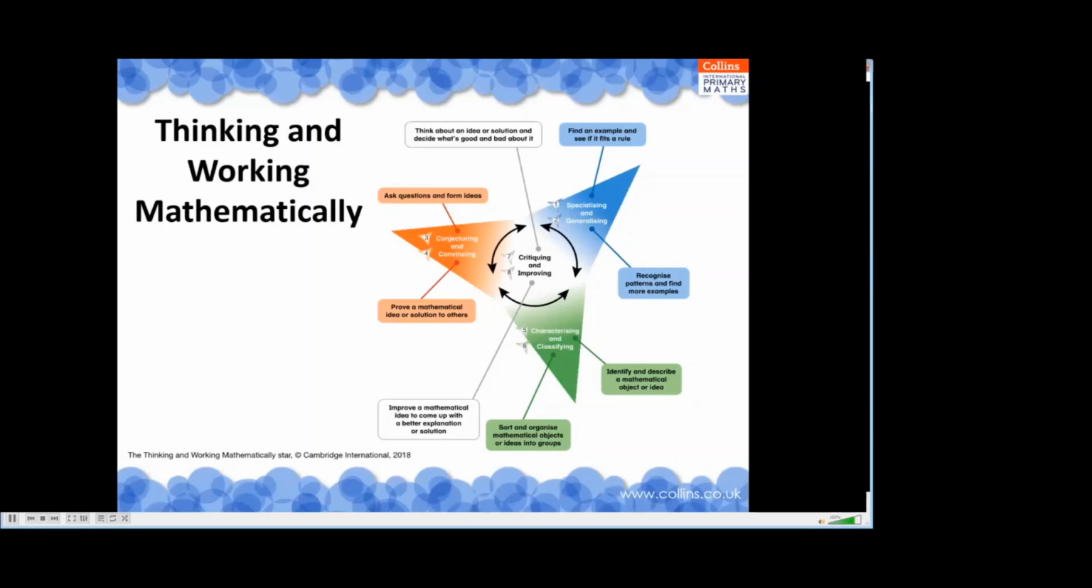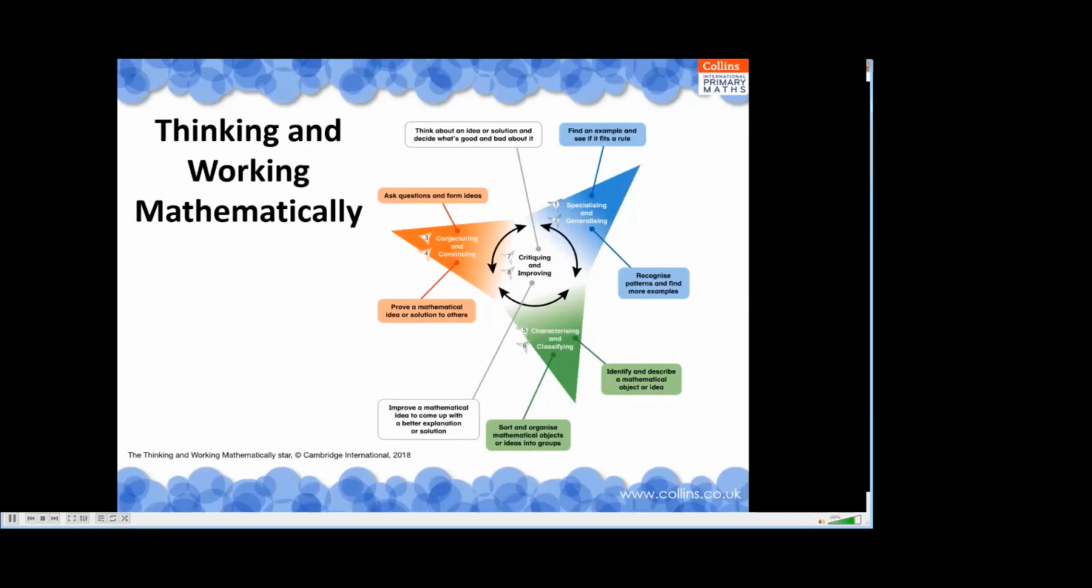Thinking and working mathematically comprises 8 characteristics that are presented in 4 pairs: specializing and generalizing, conjecturing and convincing, characterizing and classifying, critiquing and improving. The 4 pairs of characteristics are represented in the thinking and working mathematically star.